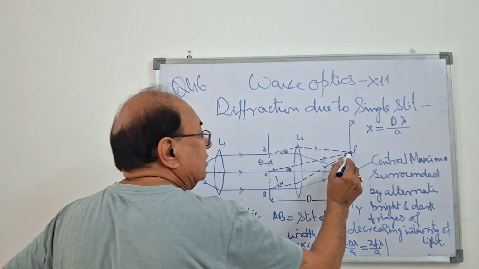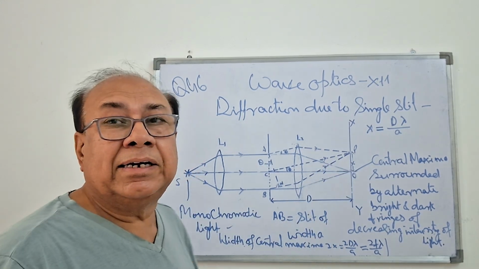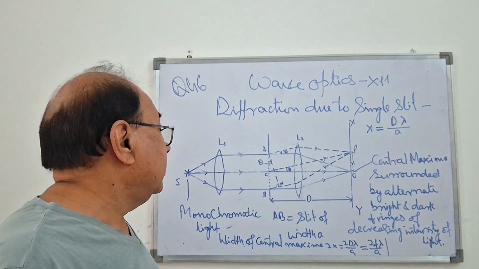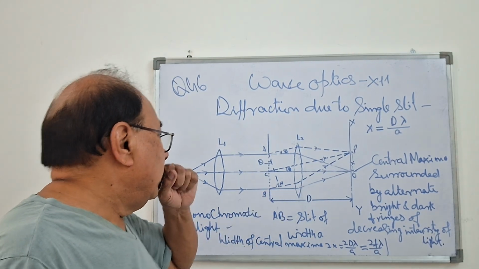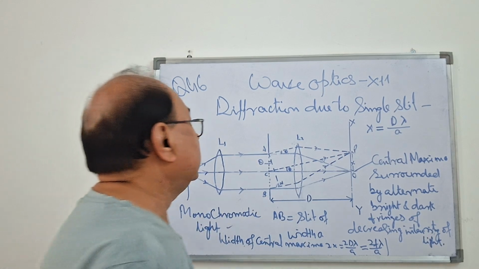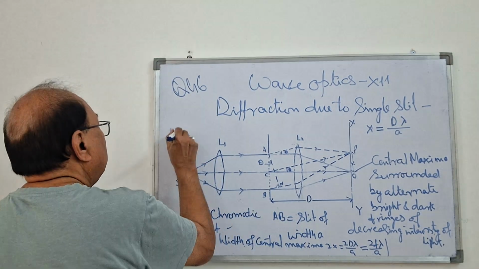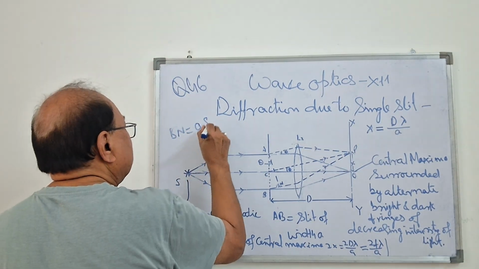So here the intensity of light will be bright or dark depending on how much distance is traveled, the path difference BN. BN, you have to convert, will be equal to a sin theta.